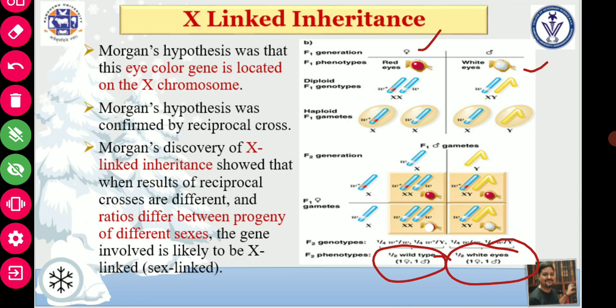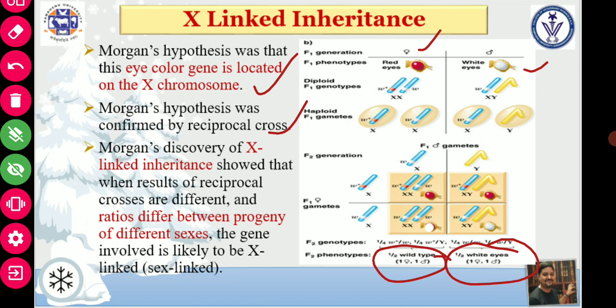You just write the genotype of these individuals, both the crosses, first cross and then reciprocal cross. And you try to find the result, and from that result you try to substantiate whether this white mutant eye may be sex linked or not. So Morgan's hypothesis was that the eye color gene is located on the X chromosome. And that hypothesis he confirmed by the reciprocal cross.